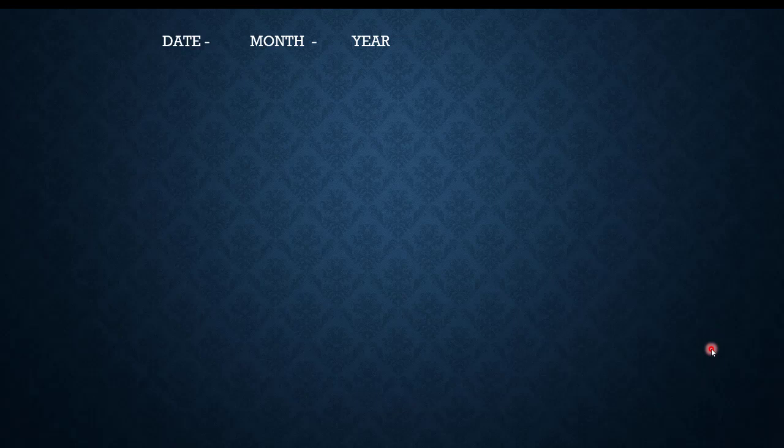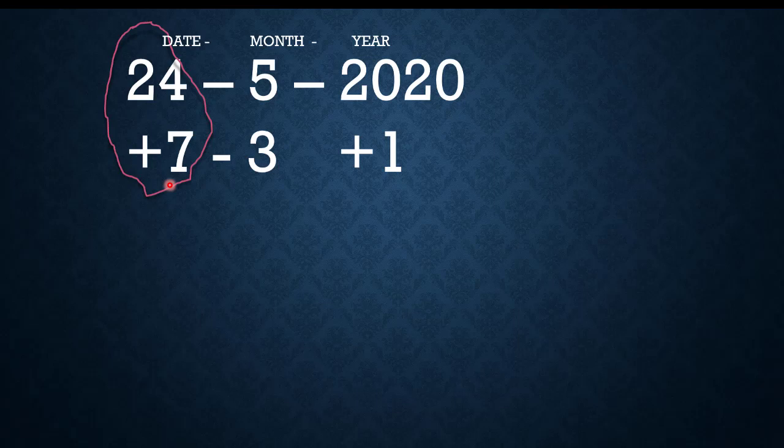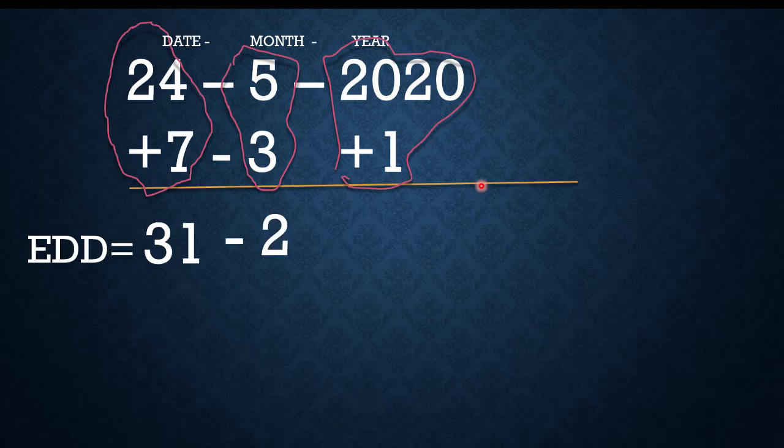For example, if the LMP of a pregnant lady is 24 May 2020, then you have to apply this simple formula. You will add 7 days in day, you will deduct 3 months from May, and you will add 1 year in years. So what will be the EDD? When you add 24 plus 7, the answer will be 31. And when you deduct 3 from 5, the answer will be 2. And when you add 1 to 2020, the answer will be 2021.